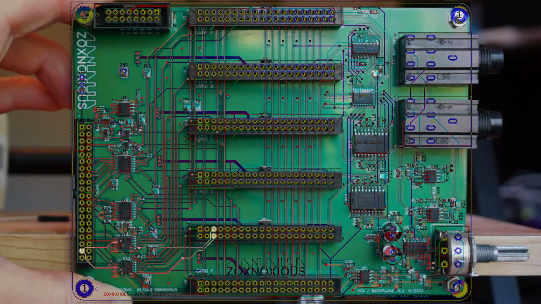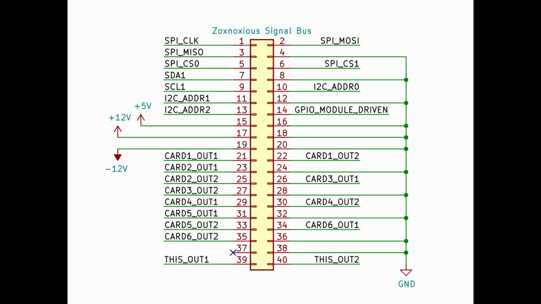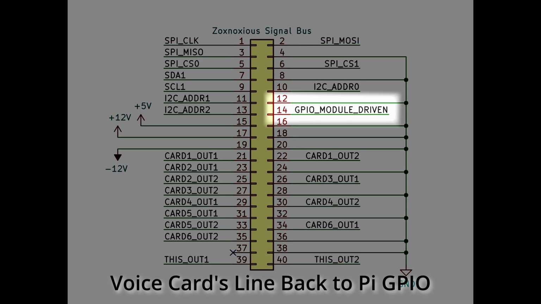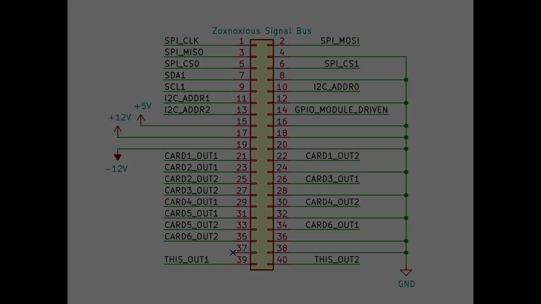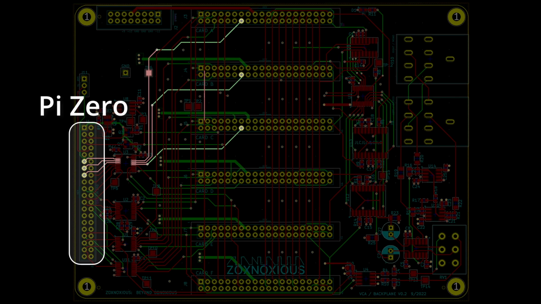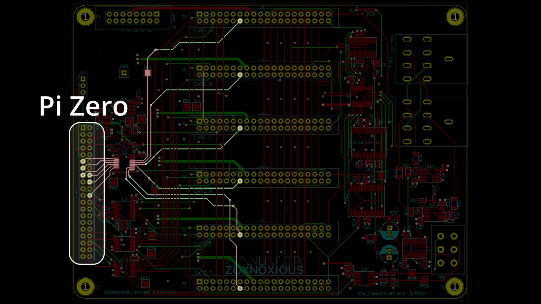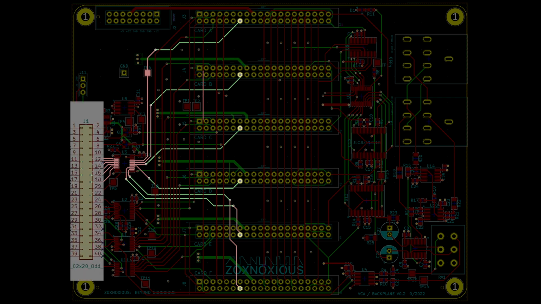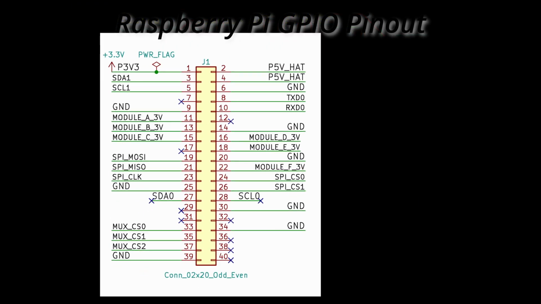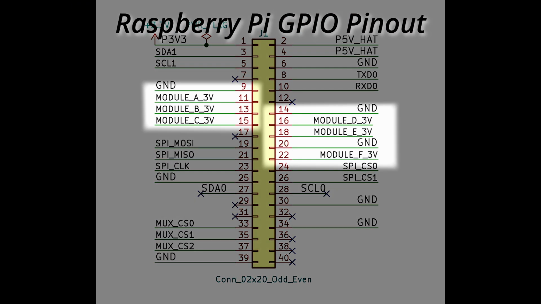The final pin on the digital side is called GPIO Module Driven. This is each voice card's direct line back to a Raspberry Pi GPIO pin. The backplane routes each voice card's GPIO Module Driven output to a unique GPIO on the Raspberry Pi. The purpose of each output is voice card driver dependent. With the existing voice cards, I'm using this output for calibration.